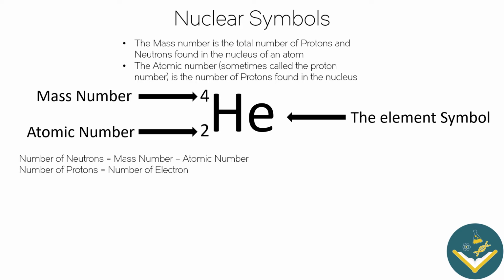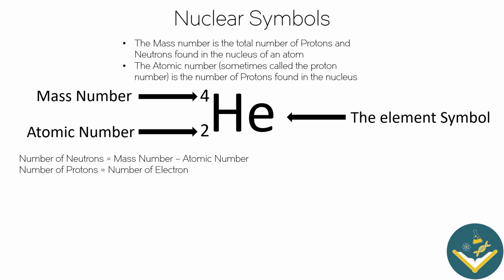Now, some important information to note from this. The number of neutrons isn't displayed on a nuclear symbol. The way you calculate the number of neutrons is you take the mass number and you minus the atomic number, as of course if the mass number is the number of protons and neutrons, and the atomic number is just the number of protons, the difference between the two must be made up by neutrons.